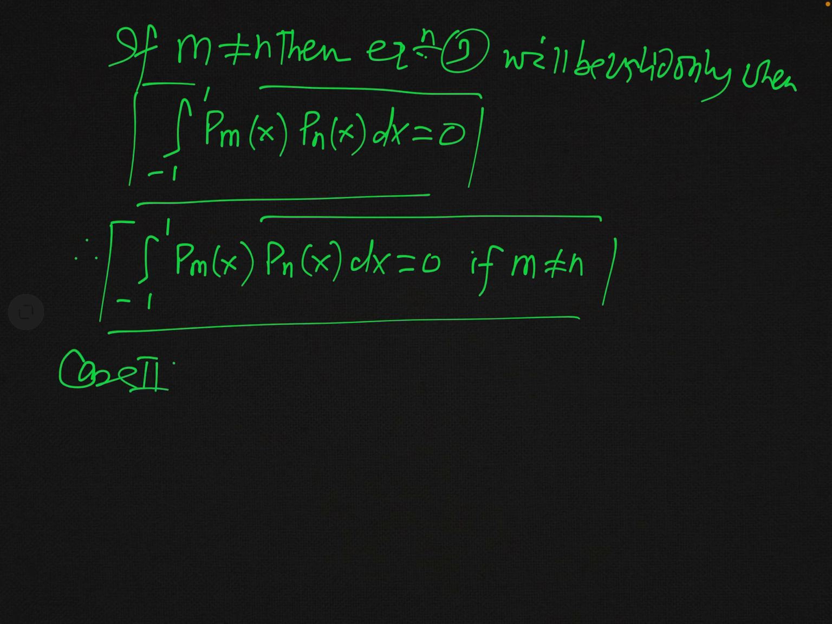Case number 2 is what? We will consider in this case that m is equal to n. In the first case we considered m is not equal to n, and you have seen that this integral from -1 to +1 of Pm of x times Pn of x dx is equal to 0. Now we will see what the value of this integral will be when m is equal to n. So now we will find that value.